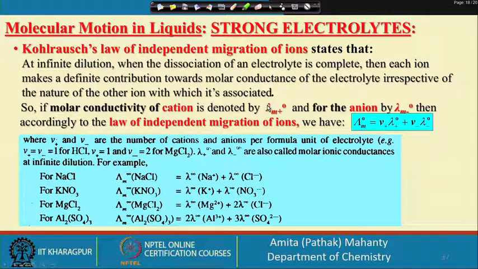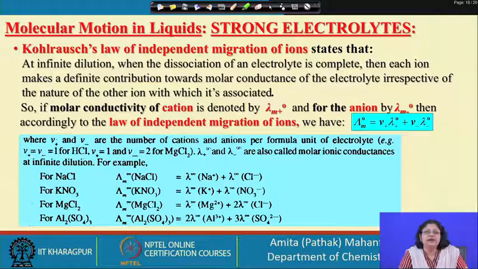So, Kohlrausch's law of independent migration of ions states that at infinite dilution, when the dissociation of the electrolyte is complete, then each ion makes a definite contribution towards the molar conductance of the electrolyte, irrespective of the nature of the ions which it is associated with.